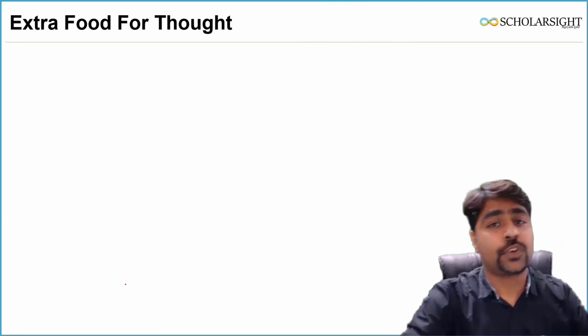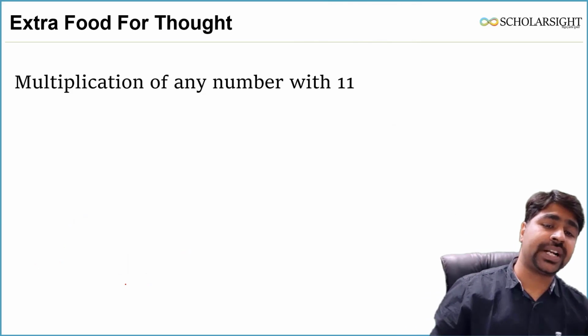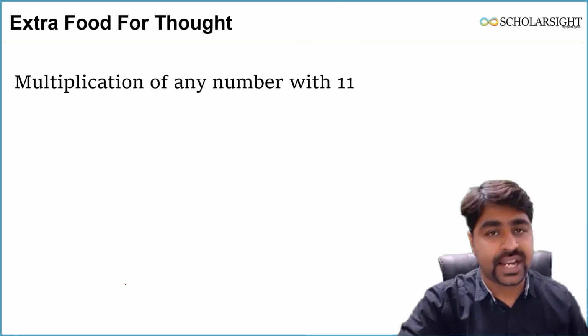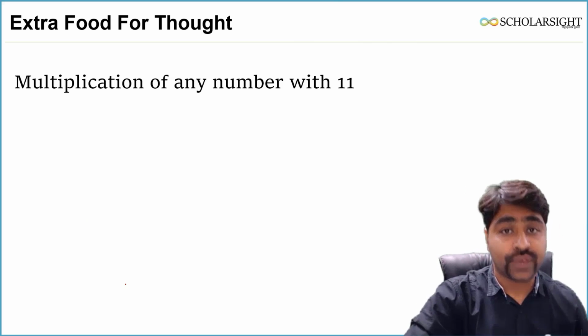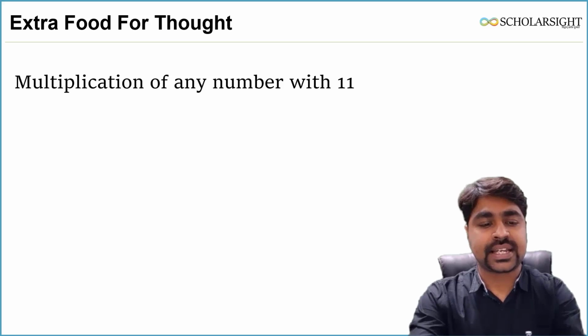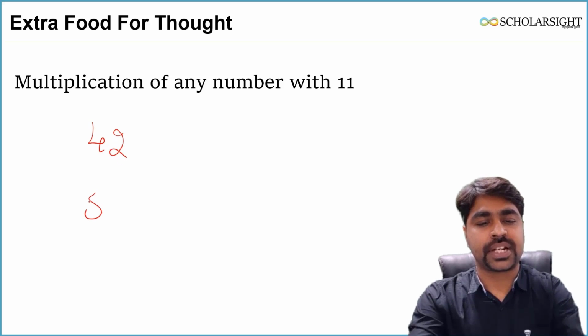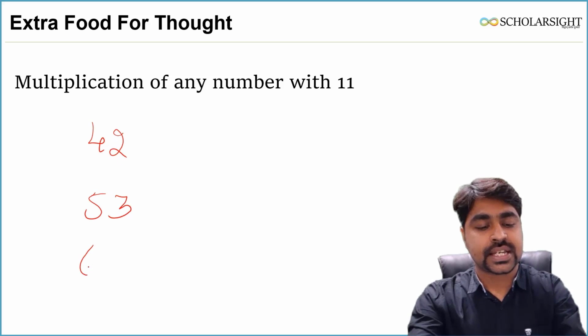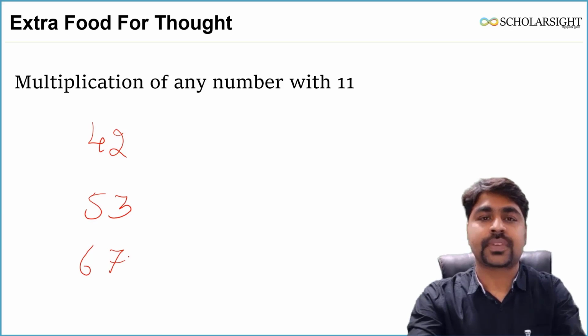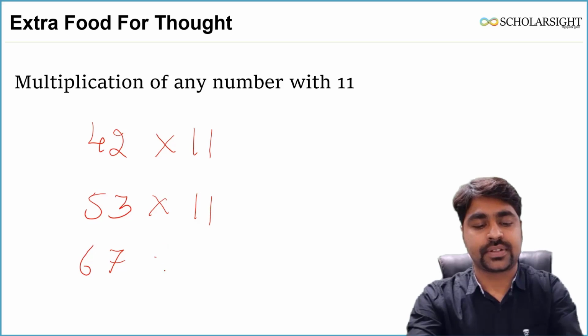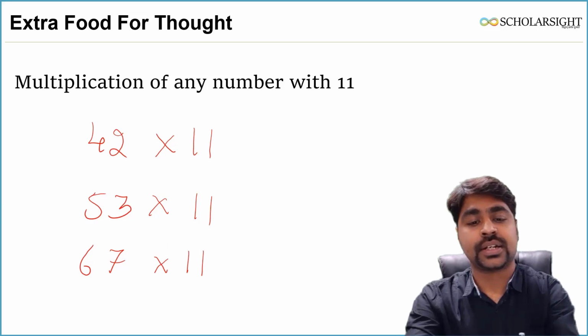Now, what is a food for thought? If I need to multiply any number by 11, that is very easy. How? Let's say the number is 42, the number is 53, the number is 67, and I need to multiply these numbers by 11. How to do that?